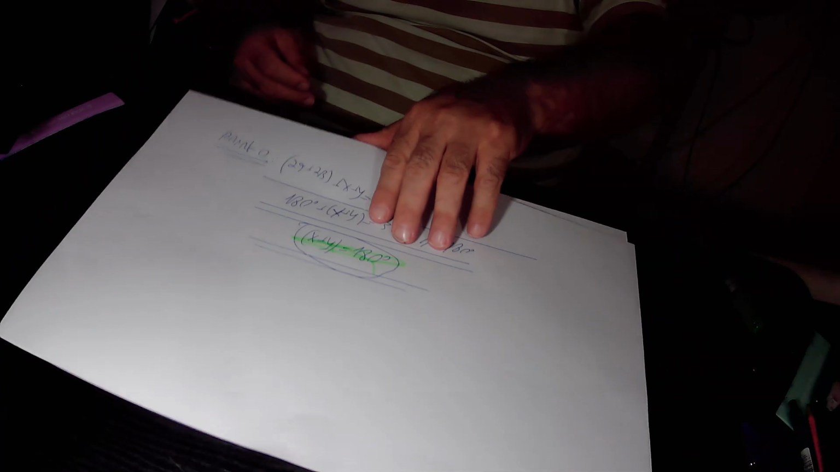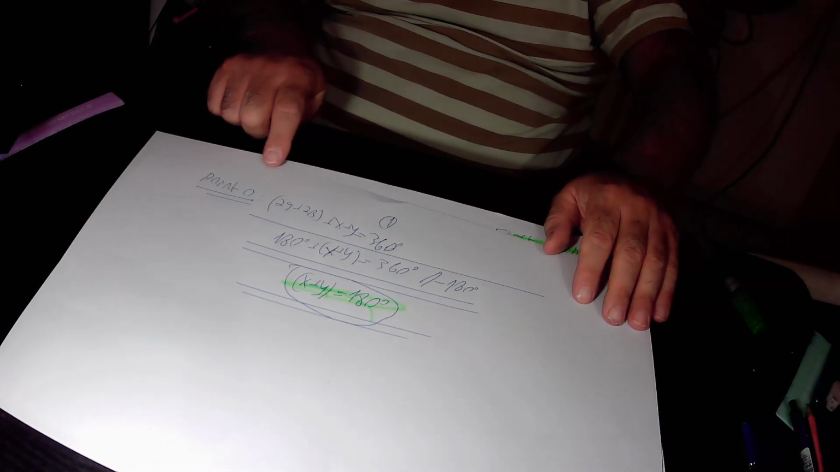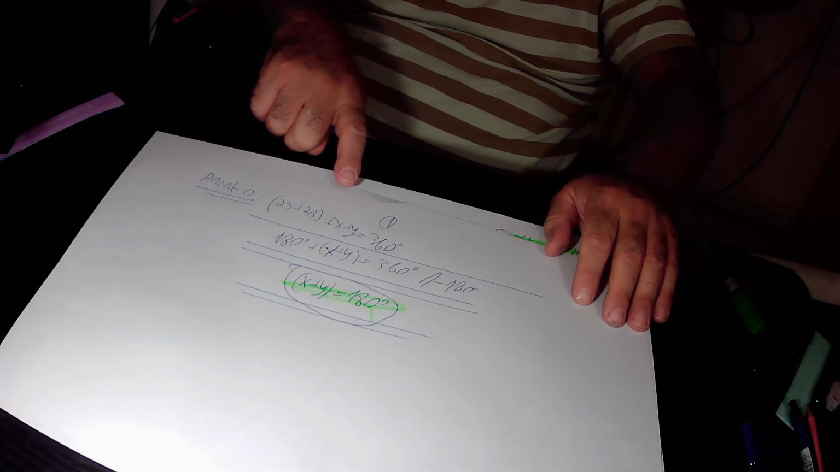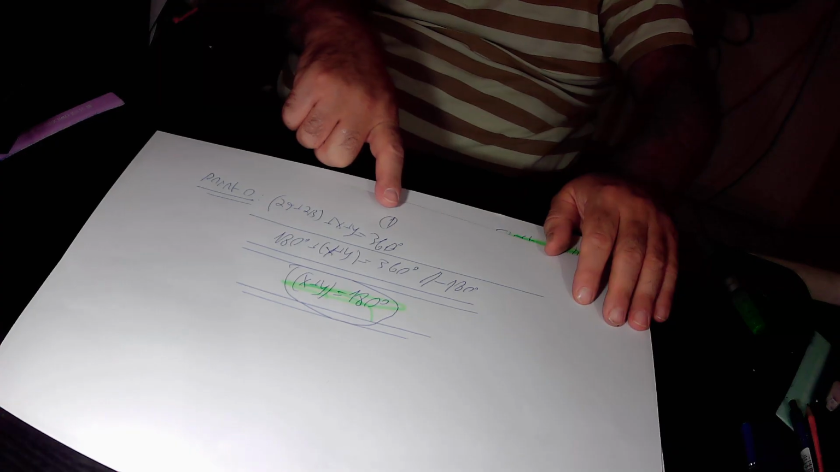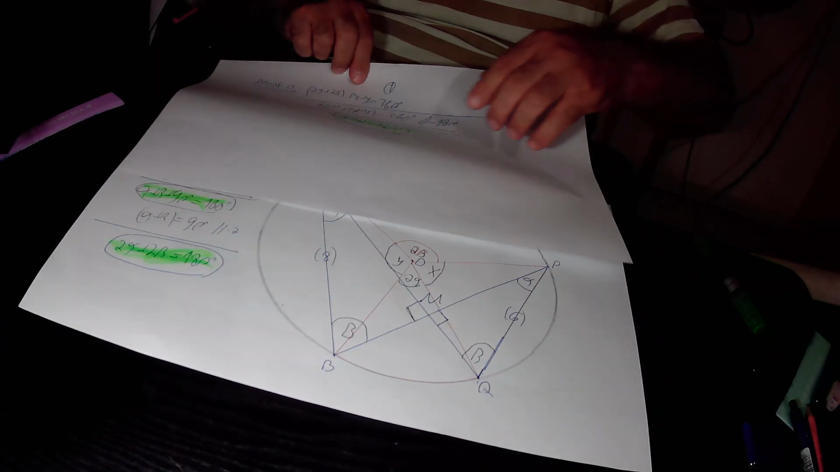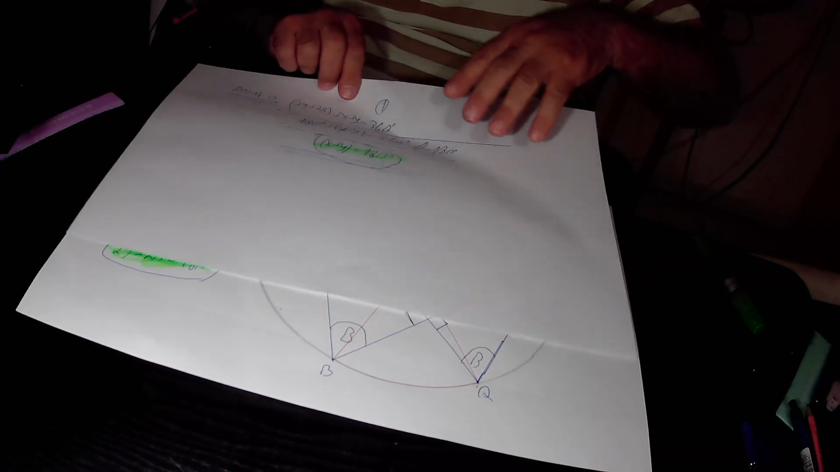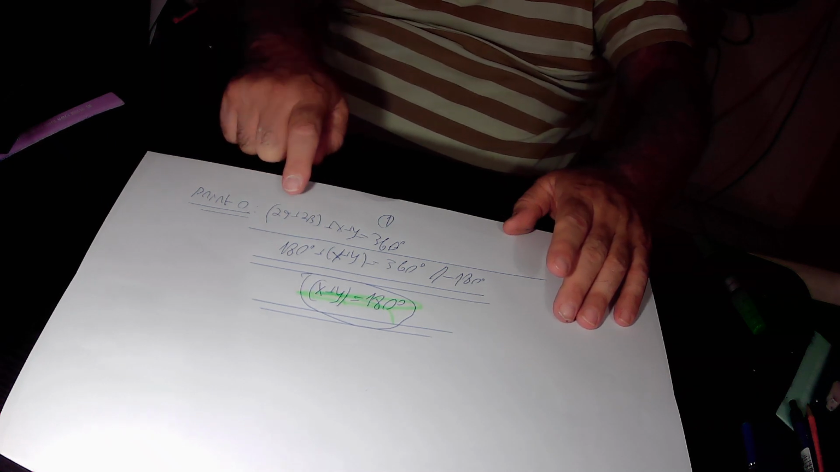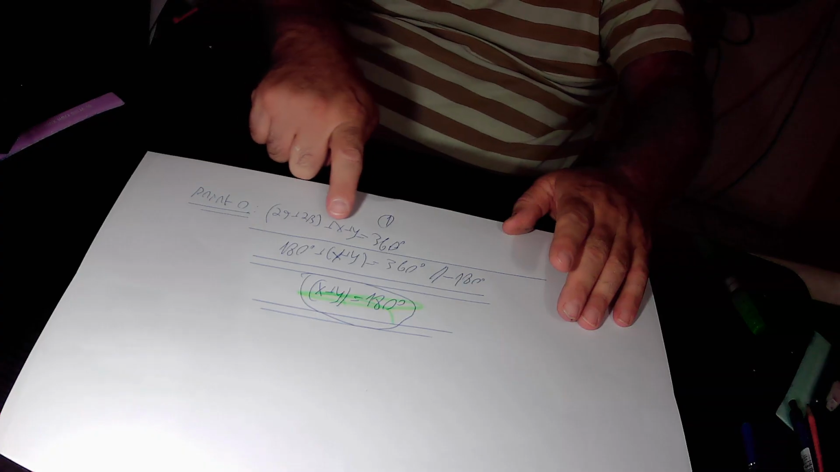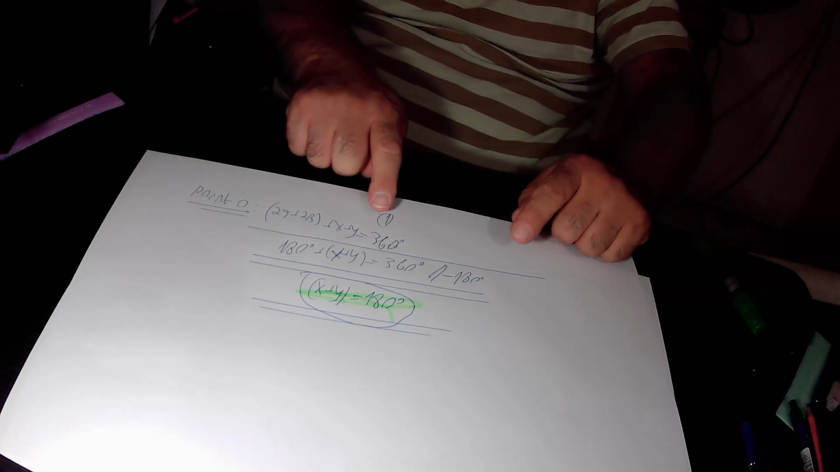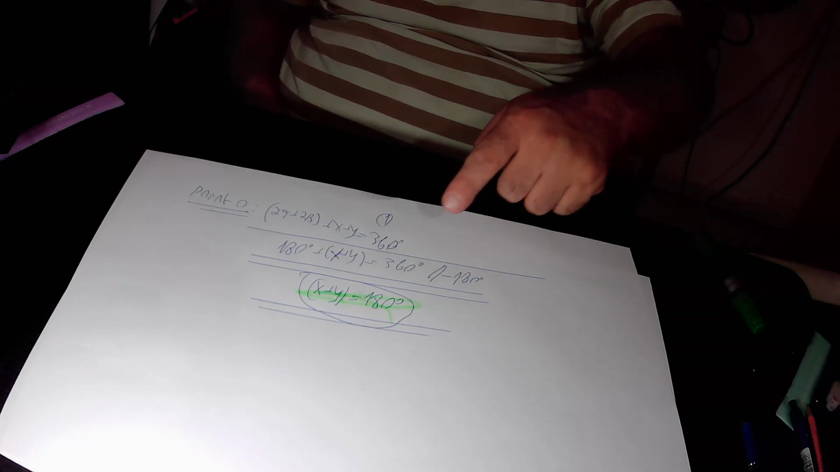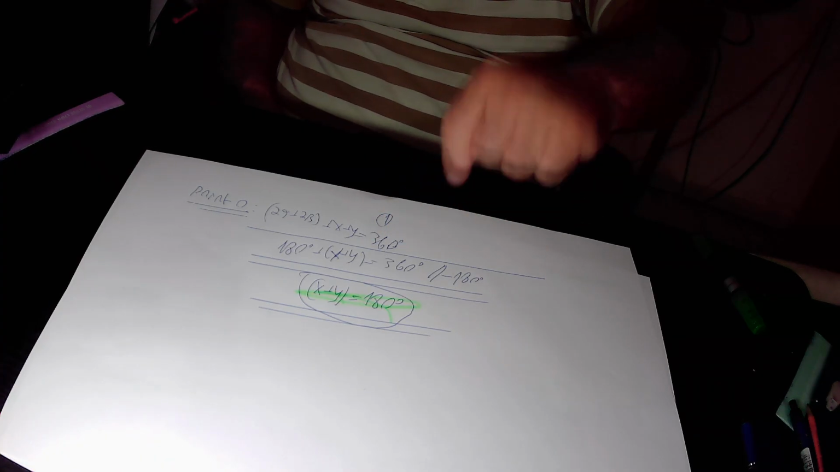Again, if we focus on point O, the sum of the angles around point O must be equal to 360 degrees. So 2 alpha plus 2 beta plus x plus y in total must be equal to 360 degrees. But we already found out that 2 alpha plus 2 beta equals 180 degrees. So we can substitute 2 alpha plus 2 beta by 180 degrees, and we found that 180 degrees plus x plus y equals 360 degrees. Here we subtracted 180 degrees from both sides, and we found that x plus y equals 360 degrees minus 180 degrees. So in total x plus y equals 180 degrees.